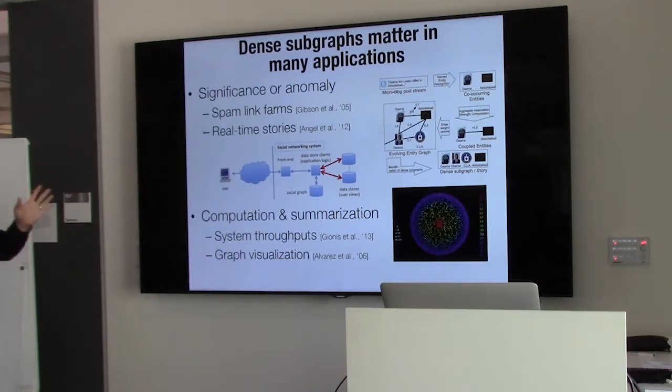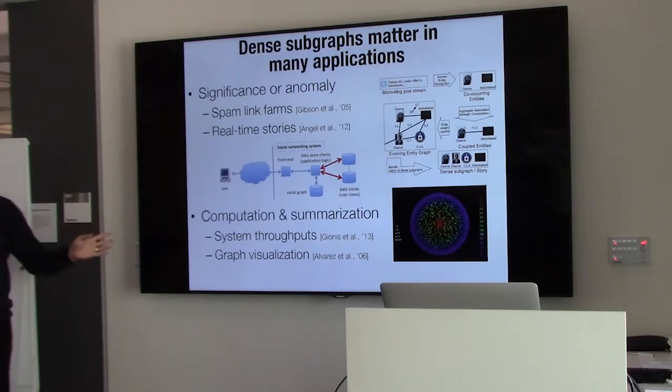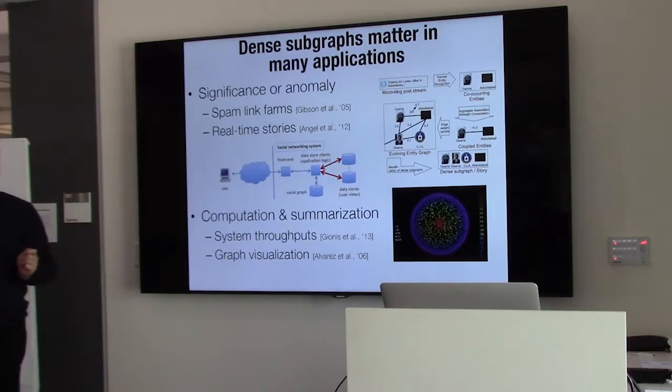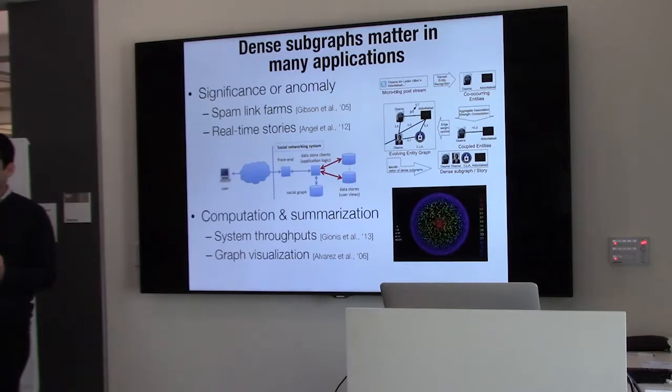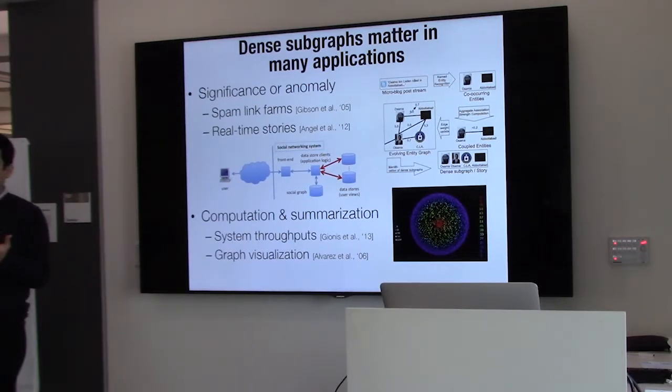A very famous example is spam farms. In the early stages of web search engine development, people figured out that there are so many spam links, and they are basically linking to each other, creating huge cliques. If you can filter those out, the performance of your search engine will drastically improve.